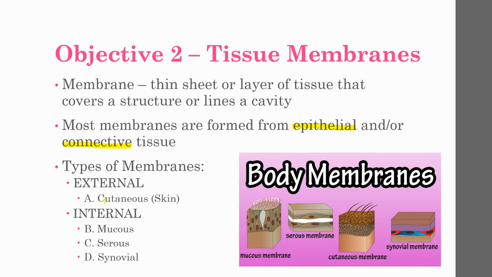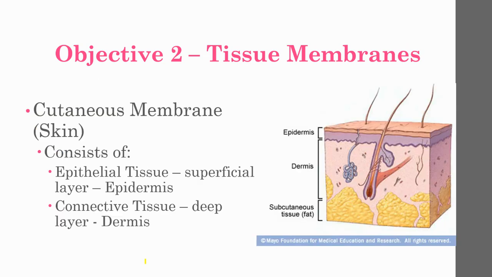And so we have 4 types of membranes. One of them is external, and that's essentially going to be our skin. And then we have 3 different types of internal membranes: mucus, serous, and synovial.